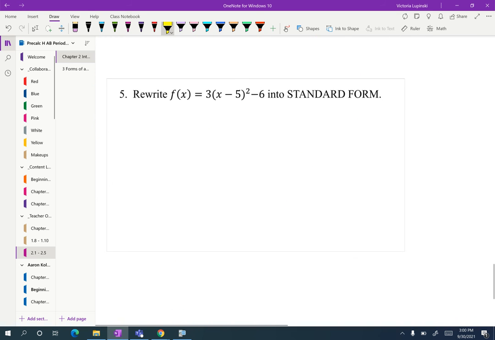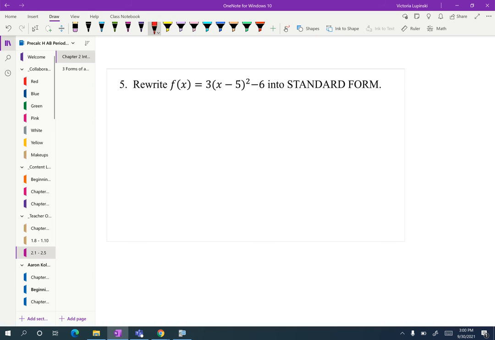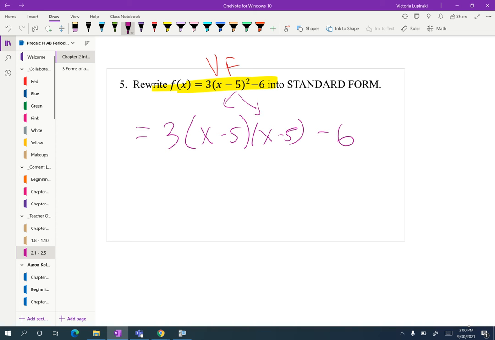Then lastly, what if you want to go from vertex form into standard form? Just so you know, this is a similar procedure as if you were going from factored form into standard form. You basically just have to do the algebra. So you're going to start by rewriting this as 3 times (x minus 5) times (x minus 5). That's what it means to be squared. It means there's 2 copies.